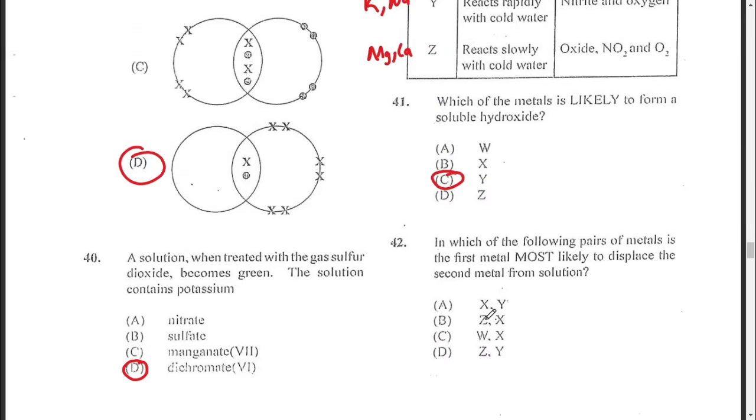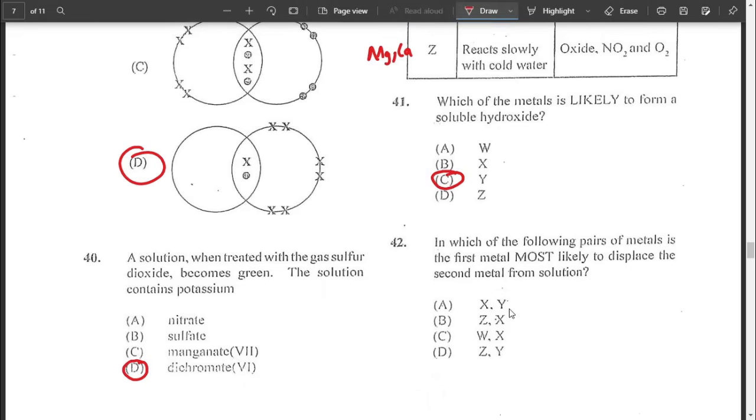Now, let's see X to Y. Because Y are sodium and potassium, and they are top of the reactivity series, so nothing can displace them. They displace everybody else. So let us exclude the ones that contain Y.